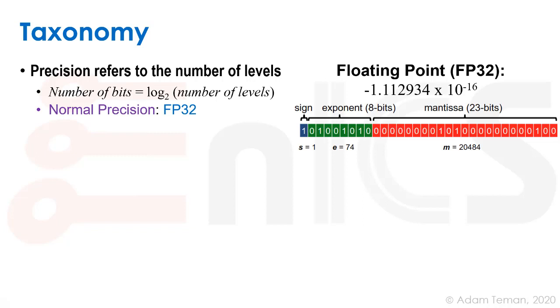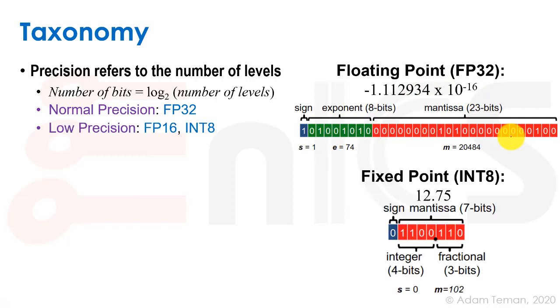So we see over here on the right side, we have the sign bit, which is a minus or a plus, 0 or 1. We have the mantissa bits, which is 23 bits, which shows us the precision after the dot, so it's minus 1 dot something. And the exponent is 8 bits. So if we want to represent minus 1.112934 times 10 to the minus 16, it would be with this bit representation.